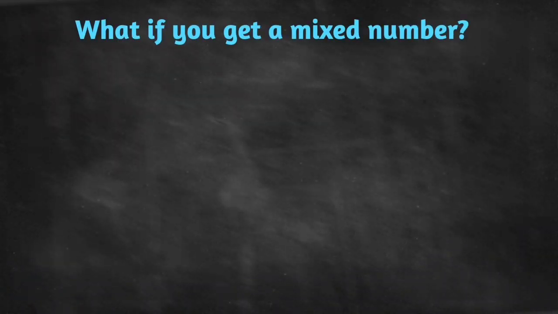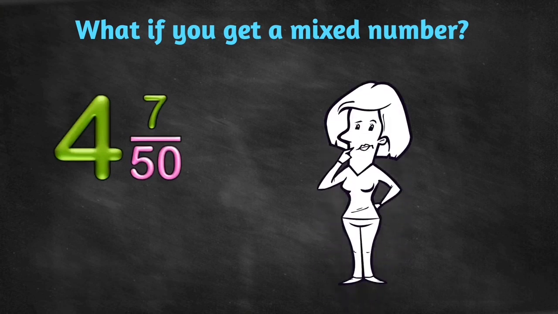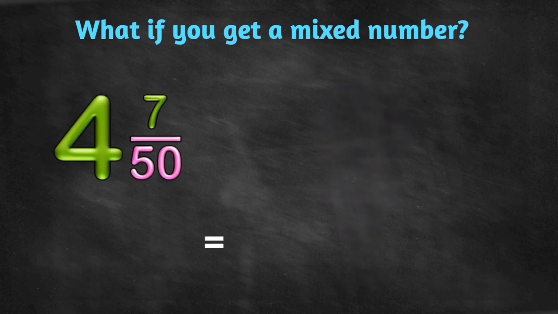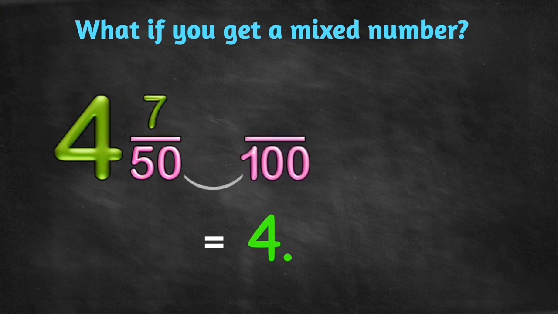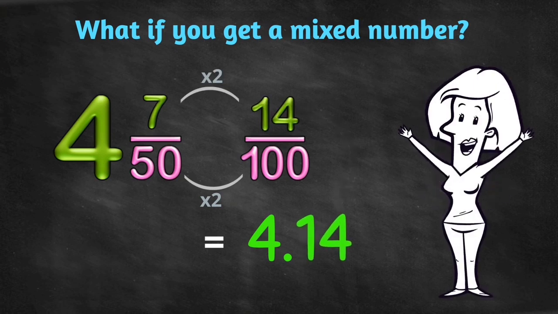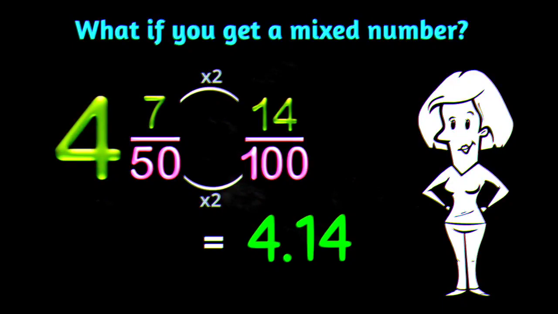Now what if you get a mixed number? 4 whole 7 over 50 can look hard, but it is not. So what to do? 4 is a whole number before the decimal, so we'll write 4 point. Now to turn 50 to base 100, we will multiply it by 2. We will do the same in the numerator. We will get 14 over 100. So we have 2 digits for tenths and hundredths, so we'll write 4.14. I think you got this skill.